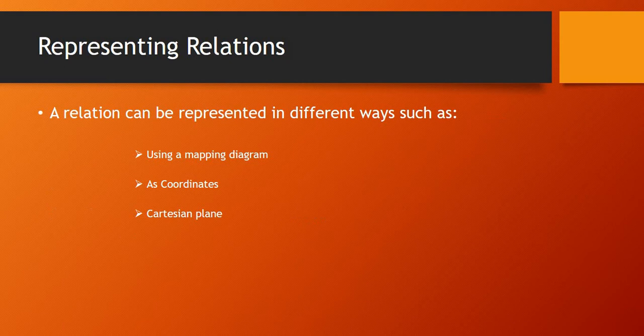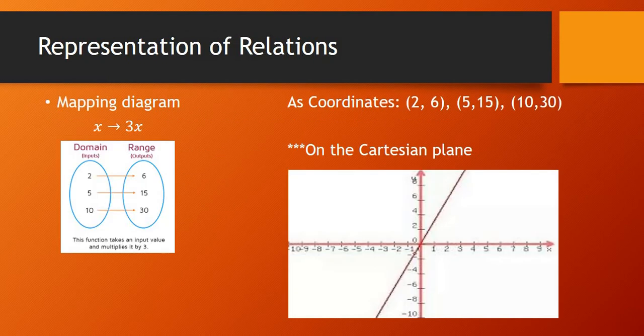Representing relation. A relation can be represented in different ways, such as 1, using a mapping diagram, 2, as coordinates, 3, on a Cartesian plane. So here, I have the representation of a mapping diagram. So my first diagram here, as you can see, the relation is X is mapped onto 3X. So this arrow means mapped onto. So X is mapped onto 3X.